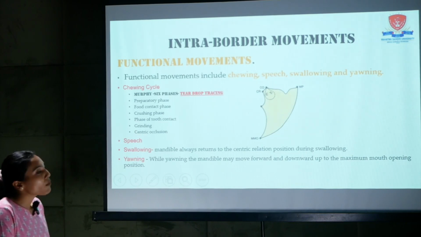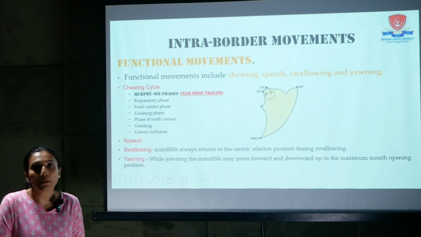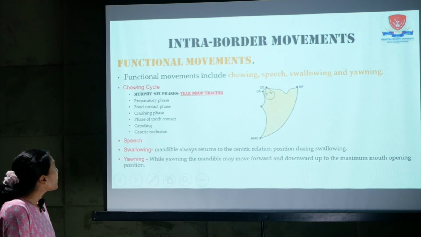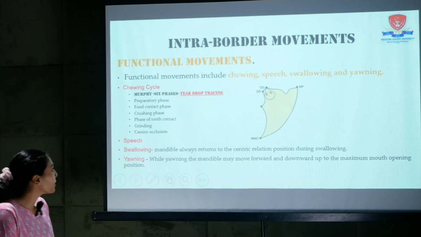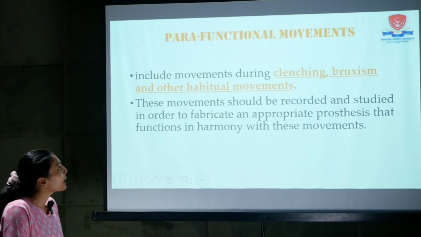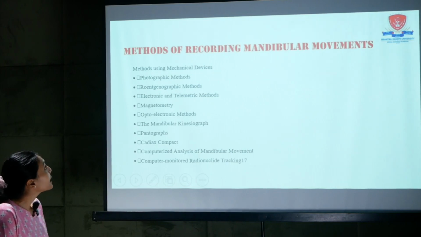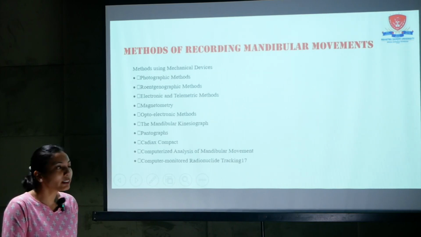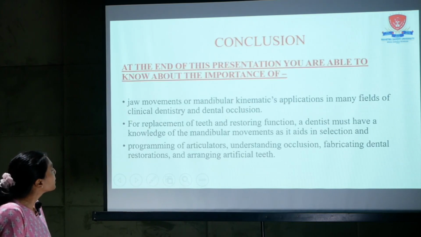Intraborder movements. They are functional and parafunctional movements. Functional movements include chewing, speech, mastication. In the chewing cycle, there are 6 phases which form a teardrop tracing. Parafunctional movement includes clenching, bruxism or other habitual movements. These are the methods of recording mandibular movements, including photographic method, electronic or telemetric method, magnetometry, etc.